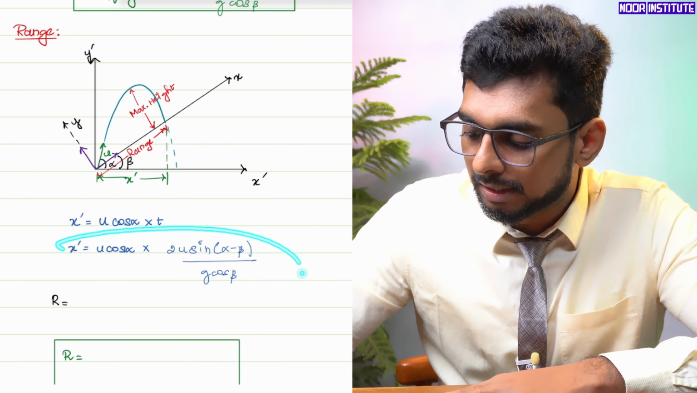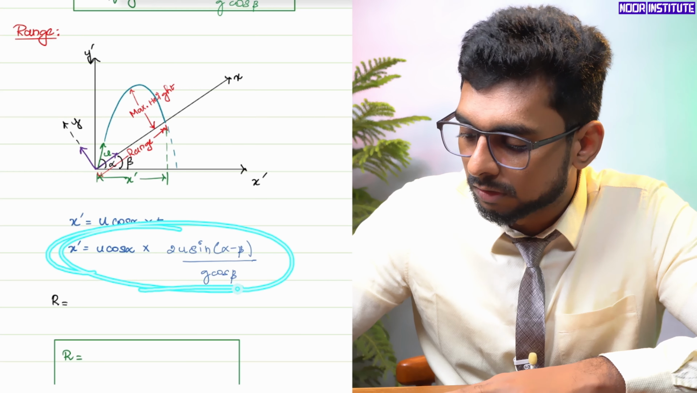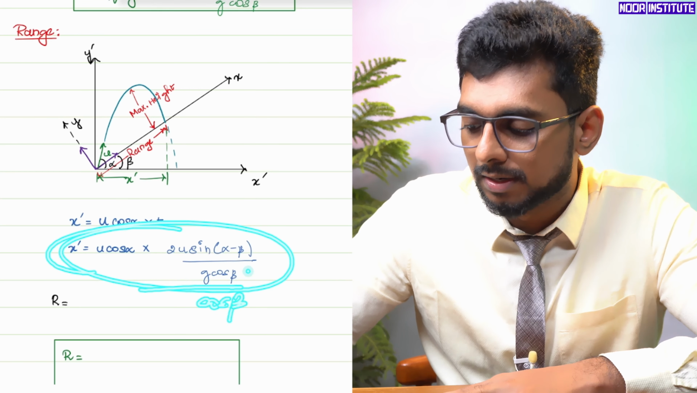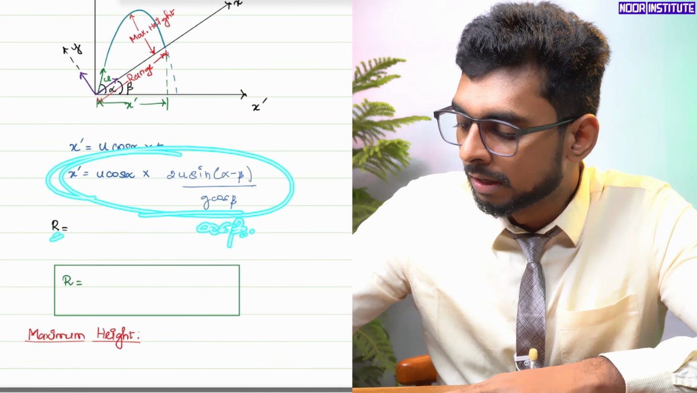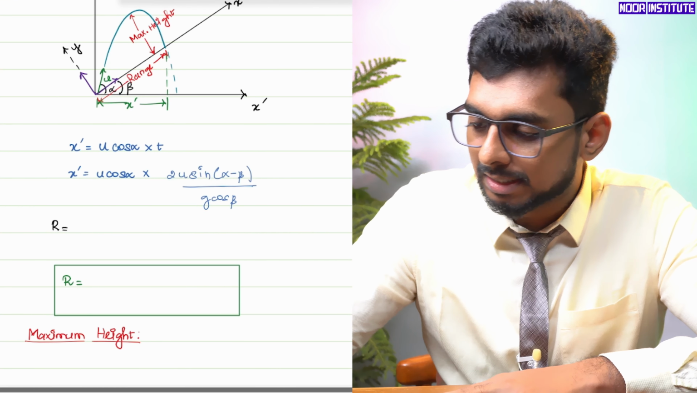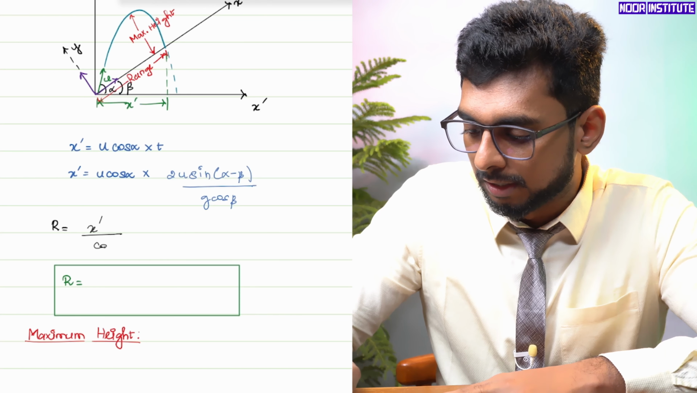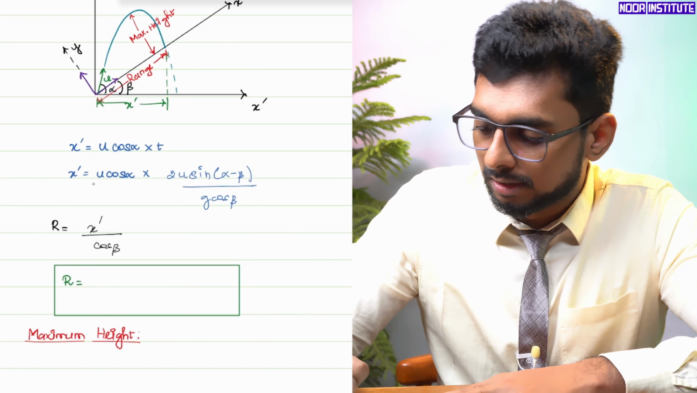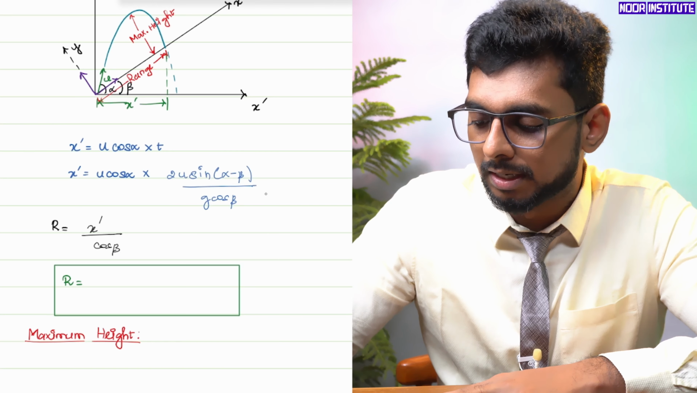So x dash is something that I already found, so I just have to divide this entire term by cosine beta, right? If I divide it by cosine beta, I'll end up getting the range over here. So range r will be equal to x dash divided by cosine beta.